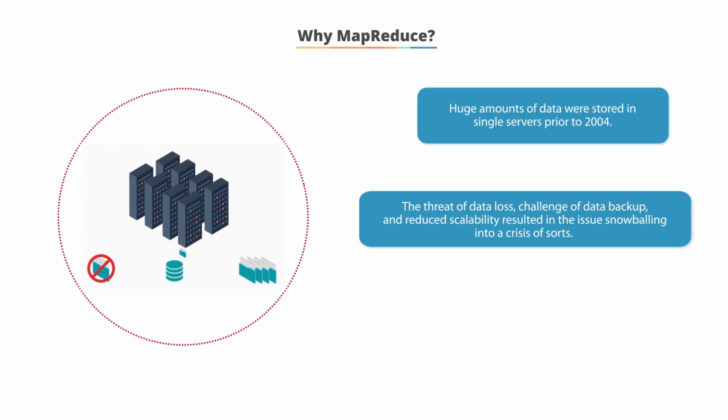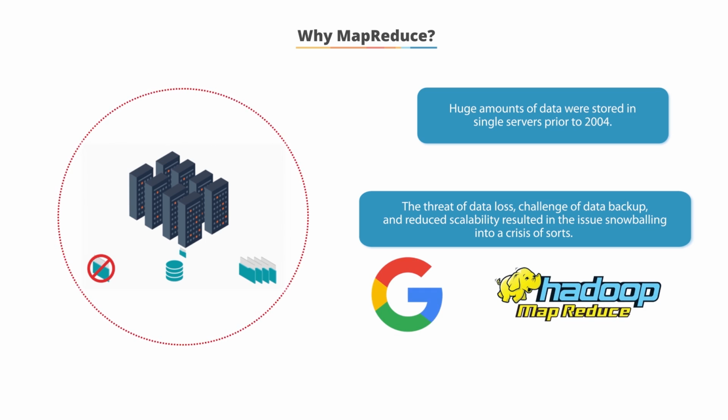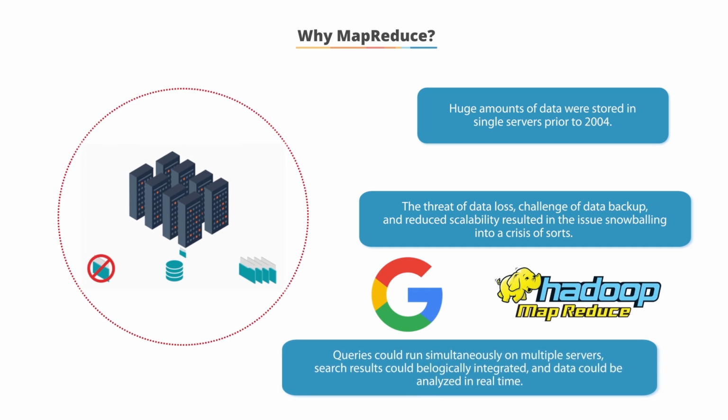To counter this, Google introduced MapReduce in December of 2004, and the analysis of datasets was done in less than 10 minutes rather than 8 to 10 days. Queries could run simultaneously on multiple servers, and search results could be logically integrated and data could be analyzed in real time. The USPs of MapReduce are its fault tolerance and scalability. Let's look at a MapReduce analogy.